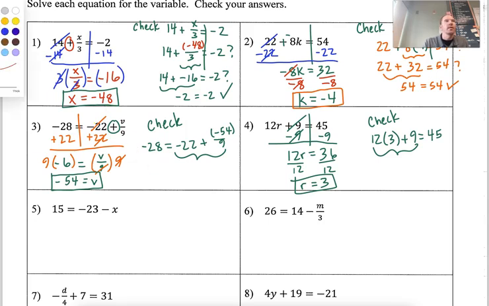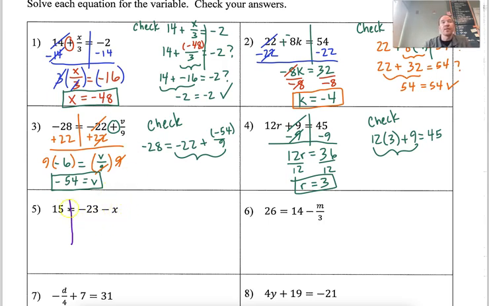Rolling right along here. We'll switch up to purple. Number 5. Again, this side on the right does not simplify. It's not negative 23x because that's negative 23 times x. It's not positive 23x, because that's positive 23 times x. This is negative 23 minus x.